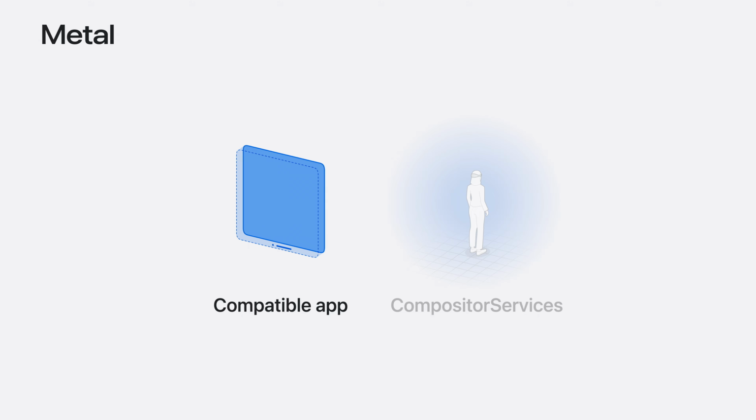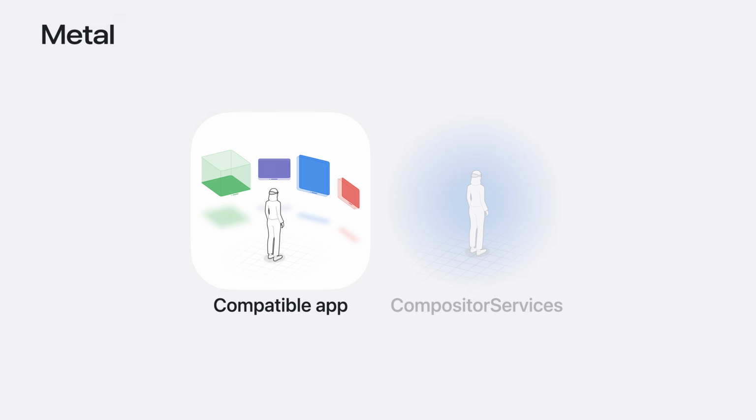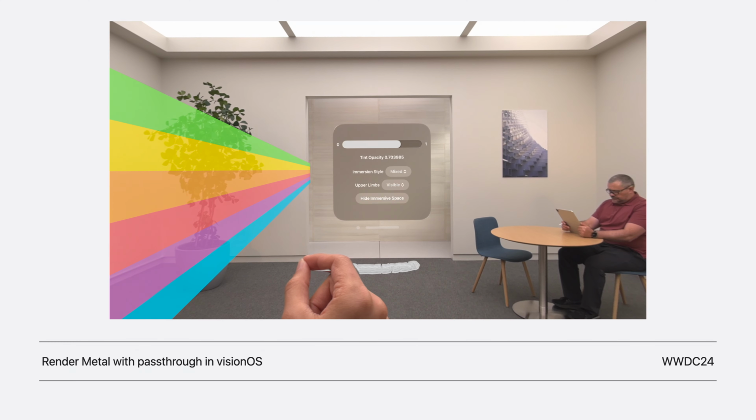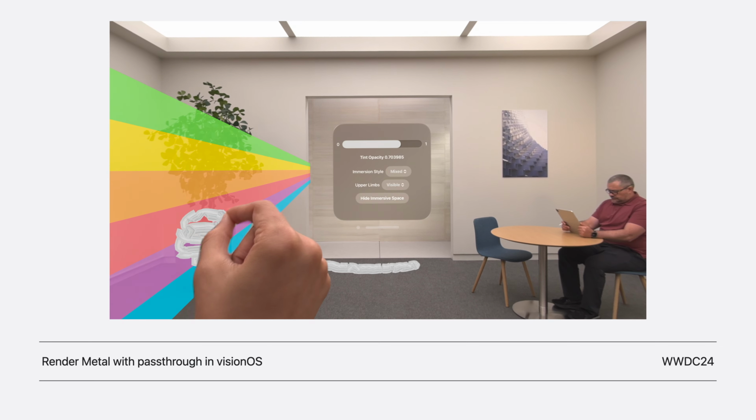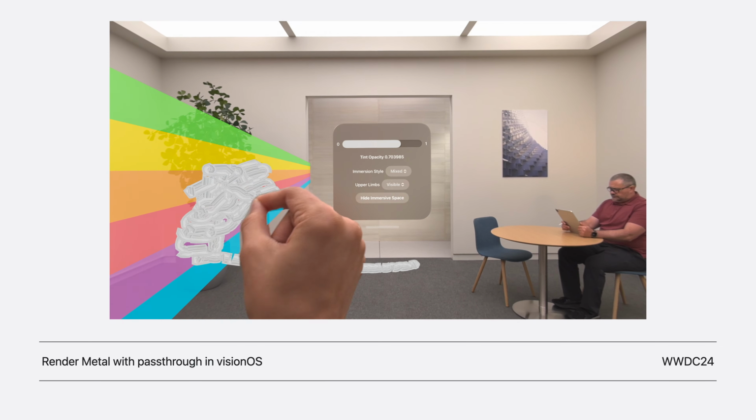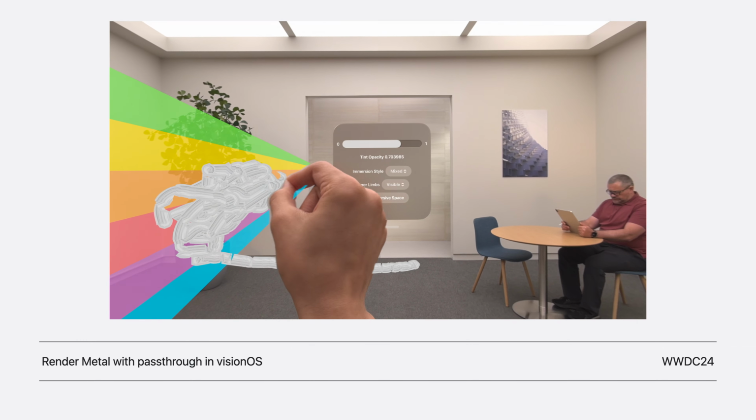A big advantage of having your app in a window is that it can run alongside other apps in the shared space. For example, you can play the game at the same time as using Safari or sending messages to friends. You can also use compositor services to run your game as a fully immersive app where the game's camera is controlled by the player's head. For example, the sample from the video Render Metal with Passthrough in visionOS is rendered using compositor services. Learn more by watching the video.